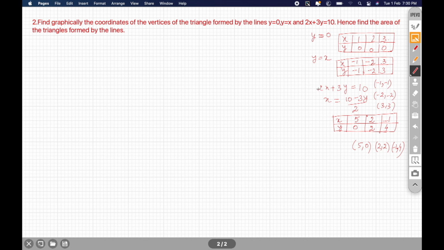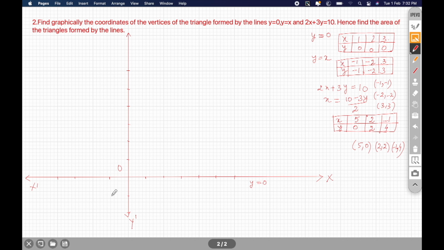So now let us draw the x-axis and the y-axis. Now let us start with the plotting of the points. So y equals to 0 is already the x-axis. So this is the line for y equals to 0.